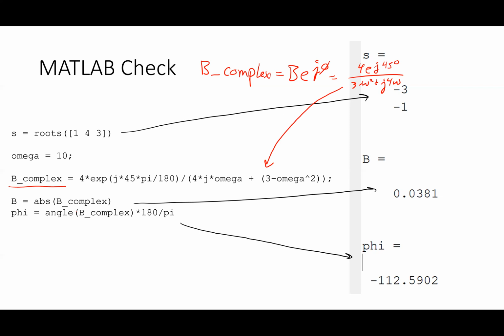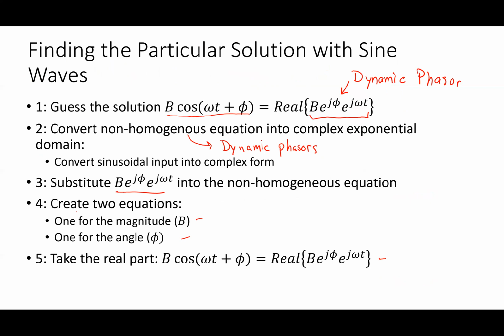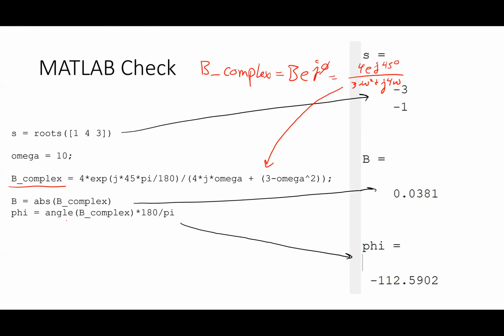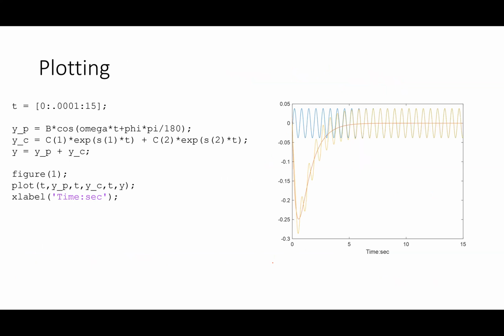So my very last step in this whole process, step 5, was take the real part of that result. Once I know B and once I know phi, I basically just have to write out for myself that yp of t is equal to 0.0381 cosine. Omega was 10, so 10t minus 112.5902 degrees. At that point, I'm done. Now, you watch that video I posted. It walks through how you get to this final solution.